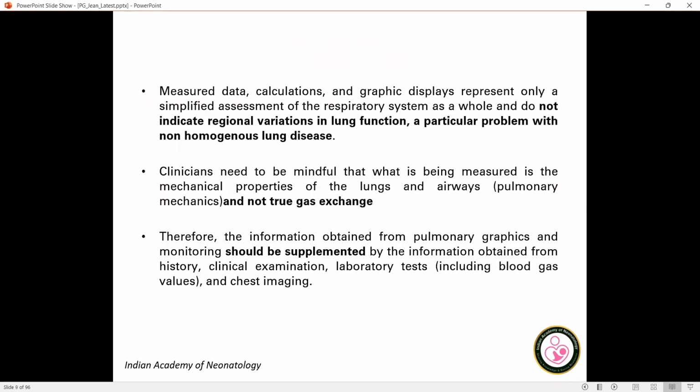Another important thing is that this doesn't measure the regional variations in lung function, particularly in cases with non-homogeneous lung diseases. And again, one important thing is that it is only measuring the mechanical properties of the lungs and airways, but it is not measuring the true gas exchange. So the information obtained from the pulmonary graphics and the monitoring should be supplemented by the information obtained from history, clinical examination, laboratory tests, including blood gases, and chest imaging.